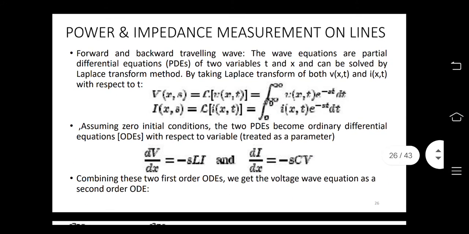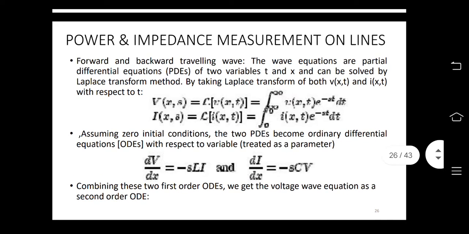The power and impedance measurement on lines. The forward and backward travelling wave. The wave equations are partial differential equations of two variables t and x, and they can be solved by the Laplace transform method. So we take the Laplace transform for both V of x comma t and I of x comma t, that is the voltage and current, which depend on the two variables t and x.